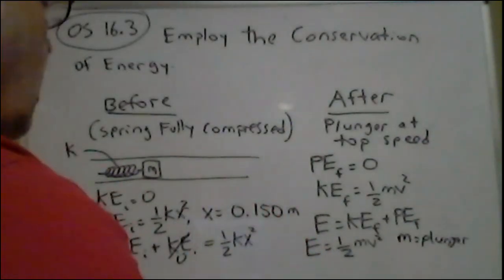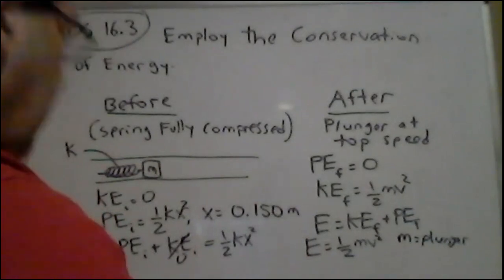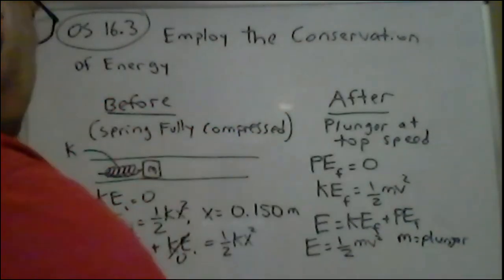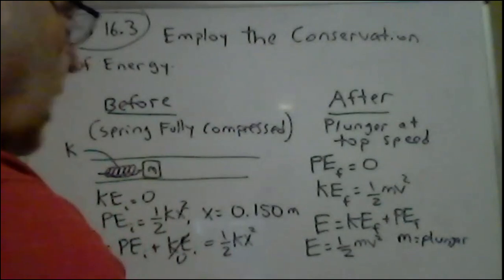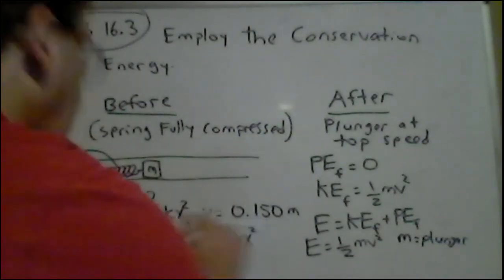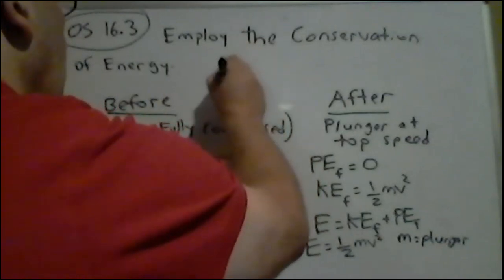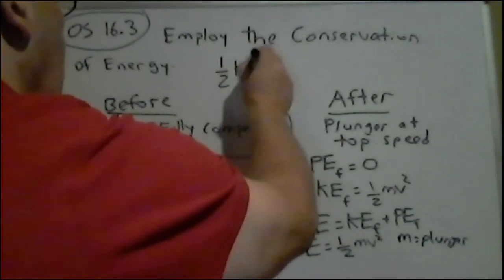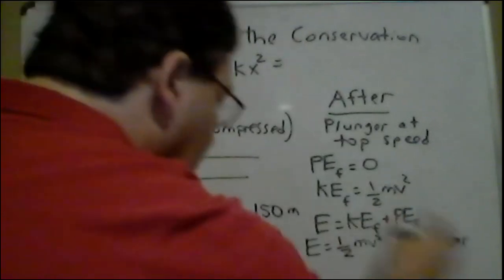Okay. All right. So what happens there is I can employ the conservation of energy and say that the total energy must always be the same. That means that 1/2 kx squared must equal 1/2 mv squared.